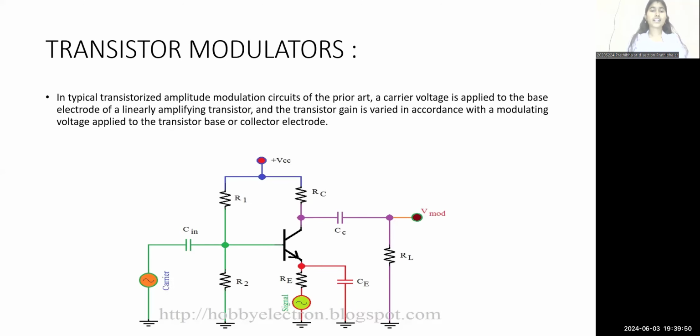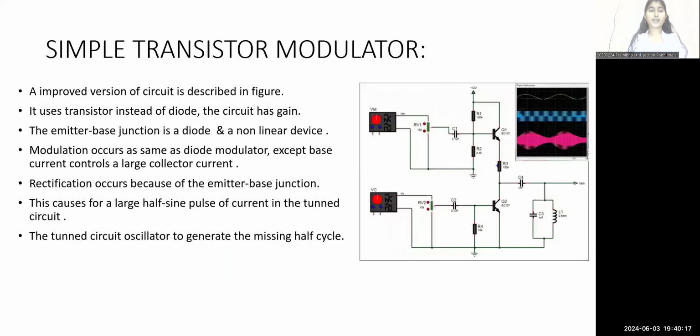Now, let us see the transistor modulators. In typical transistorized amplitude modulation circuits, the carrier voltage is applied to the base electrode of a linearly amplifying transistor, and the transistor gain is varied in accordance with the modulating voltage applied to the transistor base or the collector electrode. Here we can see the circuit diagram of the transistor modulator.